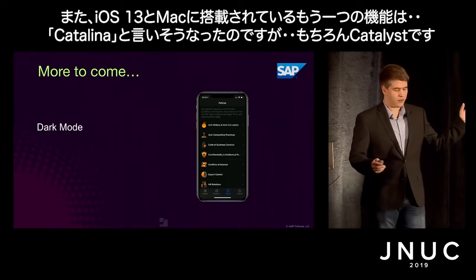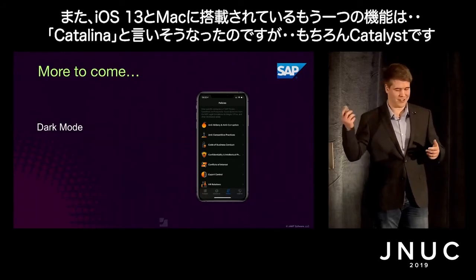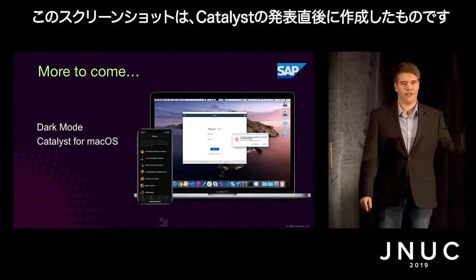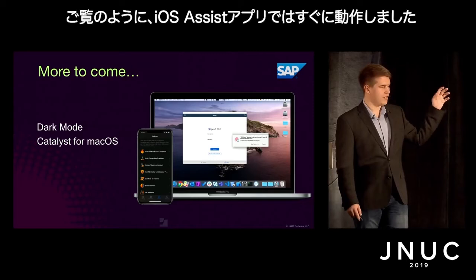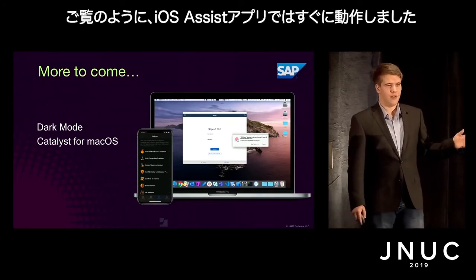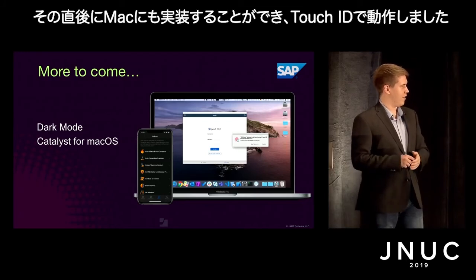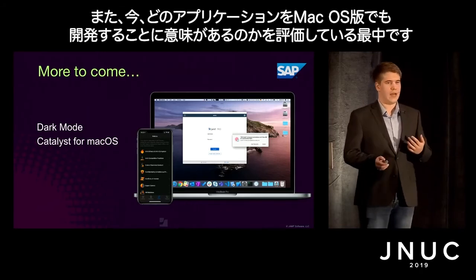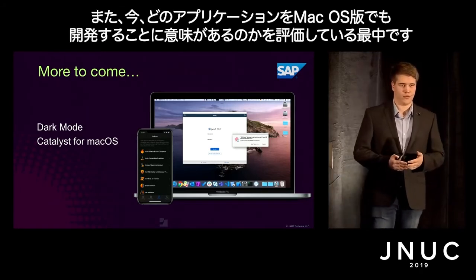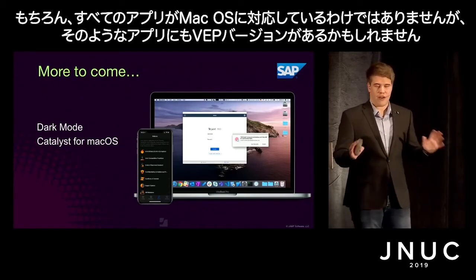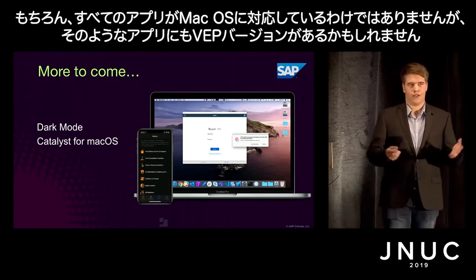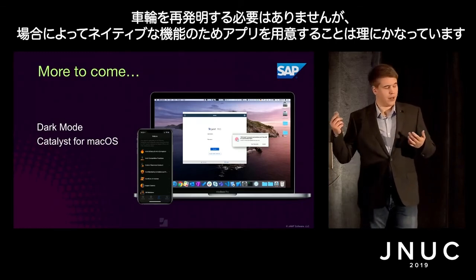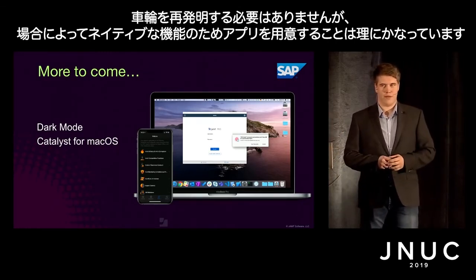So dark mode is a big thing for that. Another thing that comes with iOS 13 and macOS, I almost said it, Catalina, is Catalyst, of course. This screenshot was made right after the presentation of Catalyst. As you can see, it worked right away for the iOS Assist app. We were able to implement that on the Mac right after that, and it worked with Touch ID. That's really great. We are in the middle of evaluating which apps would make sense to have a macOS version as well. Obviously, not every app makes sense on macOS, because there might be a web version as well. We don't have to reinvent the wheel, but some native features really make sense to have an app for that.